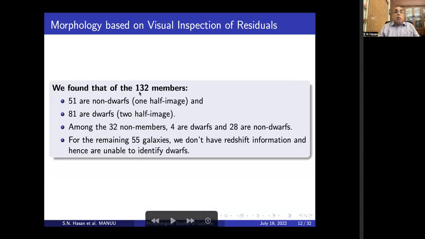We found that of 132 members, 51 are non-dwarfs and 81 are dwarfs. Among the 32 non-members, 4 are dwarfs and 28 are non-dwarfs. For the remaining 55 galaxies, we don't have redshift information, and hence we are unable to identify the dwarfs.